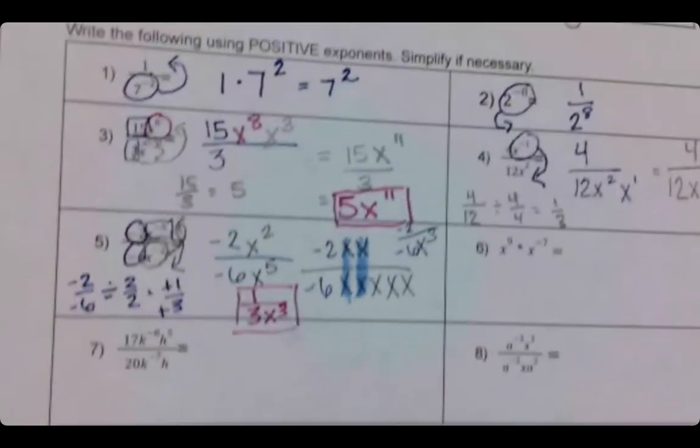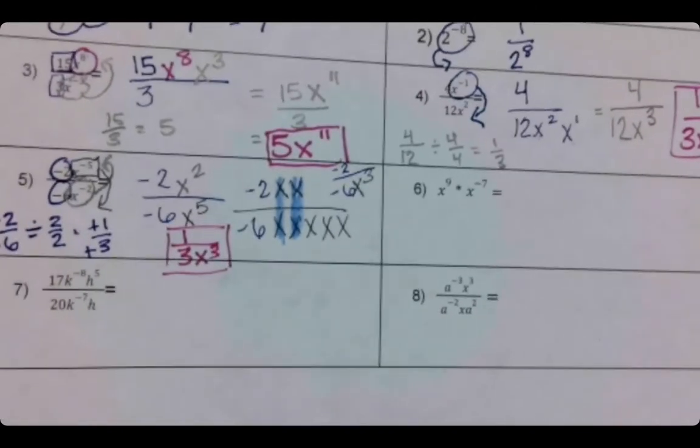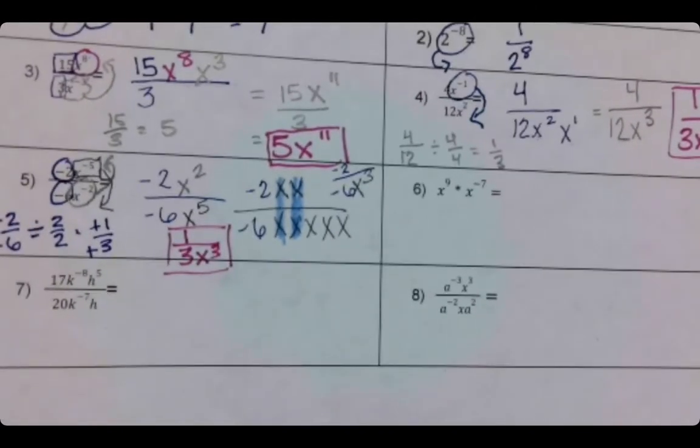Interesting. Okay? So then number 6 is a little bit less crazy going on. It's a little less crazy. I want you to try number 6 and then come back.